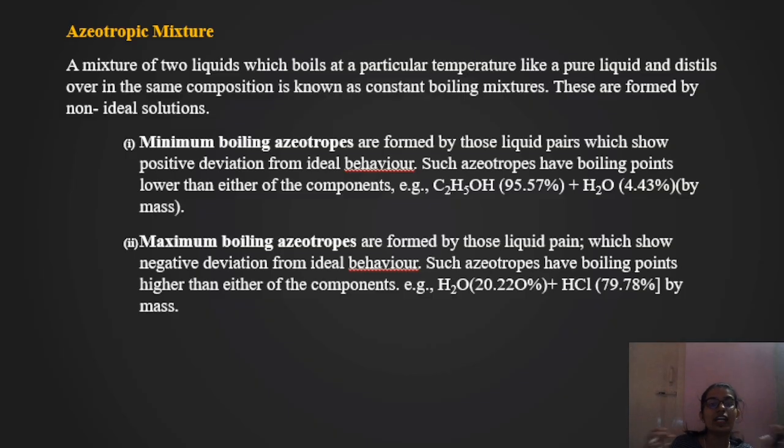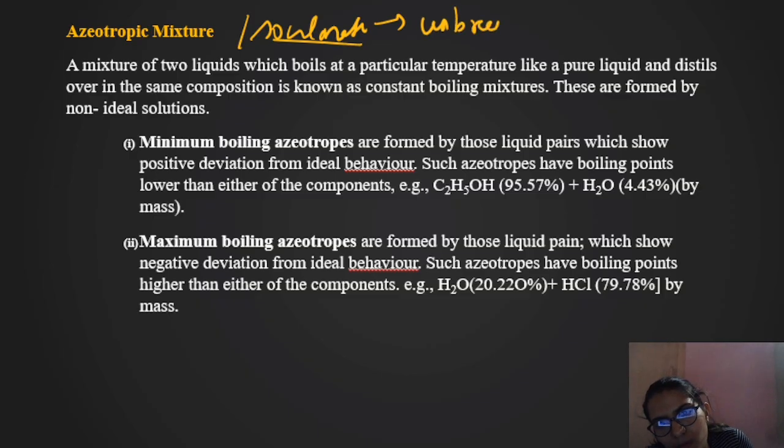Okay. Next comes azeotropic mixture. What is azeotropic mixture? Azeotropes are like soulmates. Why am I calling them soulmates? Because they are unbreakable. Their bonding is like, once they become friends, once they join their hands, they won't break. Even if you boil them, even if you do anything, they won't be separated easily. So what do we say? It's a mixture of two liquids which boils at a particular temperature like a pure liquid and distills over with the same composition.